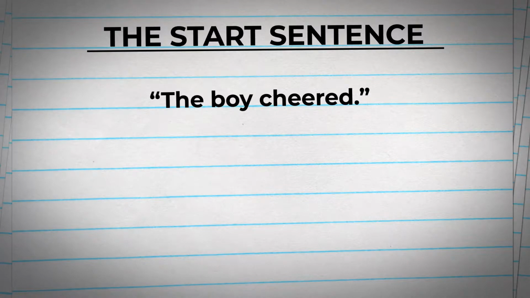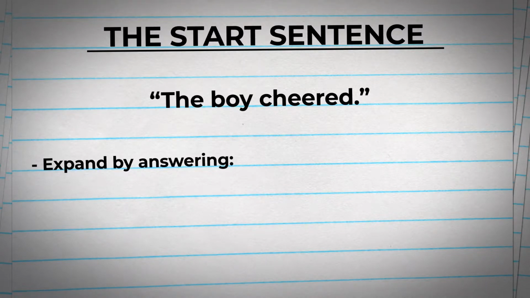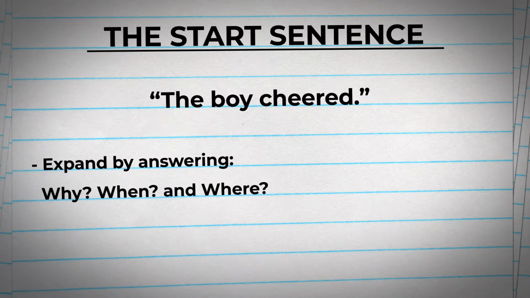To immediately get students involved, we choral read the directions together. Then I read the start sentence. I tell students we are going to expand the sentence by answering 3 questions: why, when, and where. We begin focusing on why did the boy cheer? I share with students that a boy might cheer because his favorite team won the game. He might also cheer because he found out he was going to Disney World.